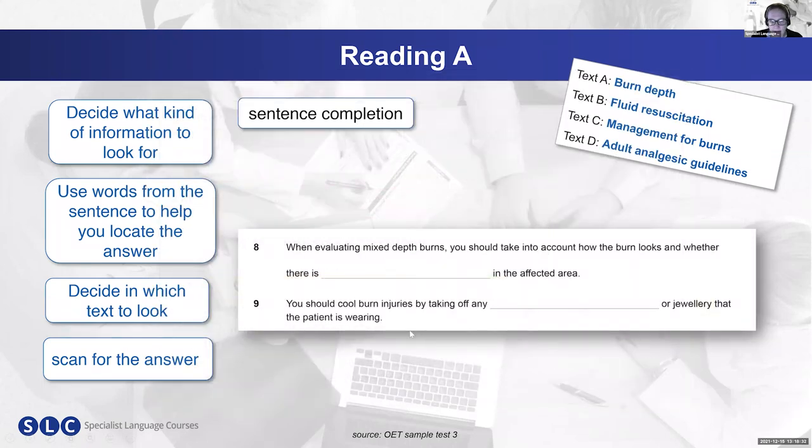Okay, so have a look at number 8. So again, when evaluating mixed depth burns, you should take into account how the burn looks and whether there is something in the affected area. So what are the keywords? Let me know in the chat. What do you think? What are the keywords in sentence number 8?